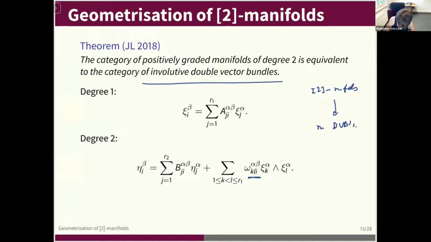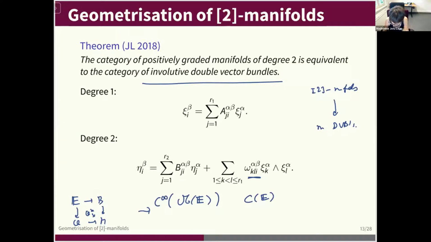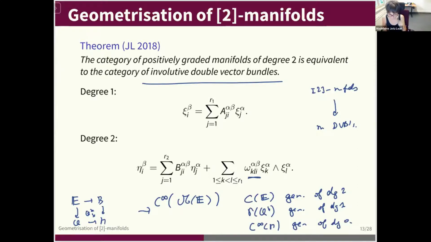And going back, if you start with a metric double vector bundle, E over B over Q over M, then this algebraization of E is going to have C infinity of E, let's write it like this, with generators of degree 2 the isotropic sections of E over Q, sections of Q star, so actually cross sections, as generators of degree 1, and of course functions on the double base as generators of degree 0. And then you can go back and forth and you get an equivalence of categories.